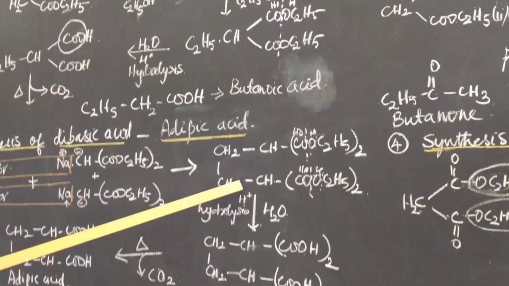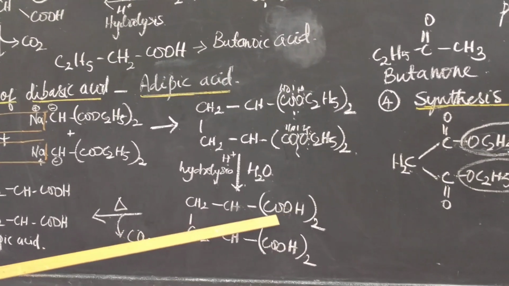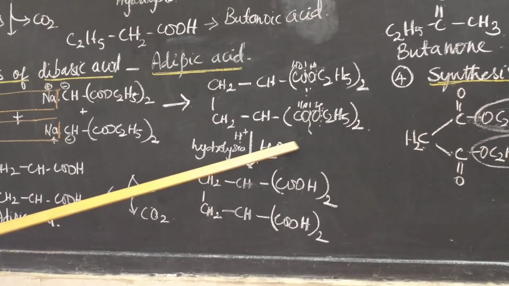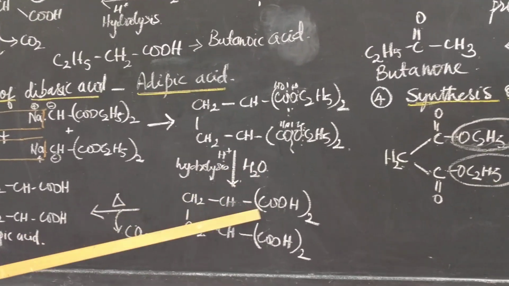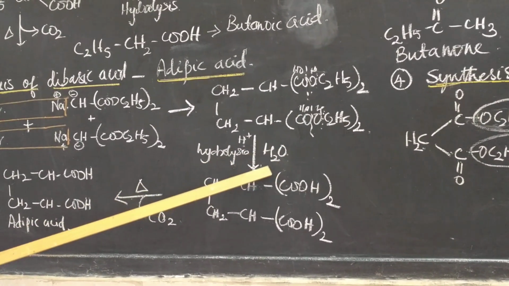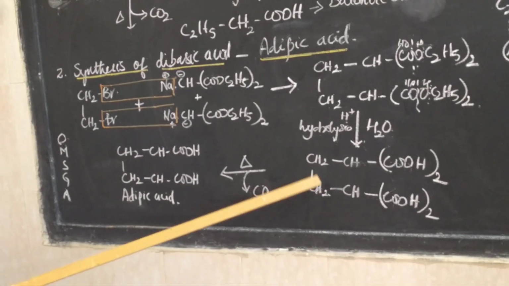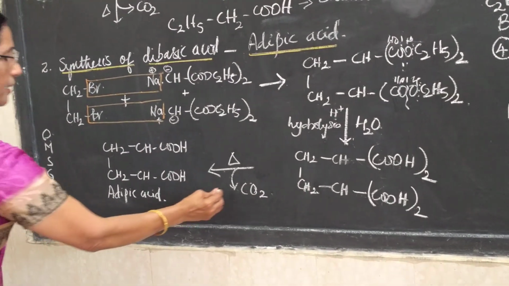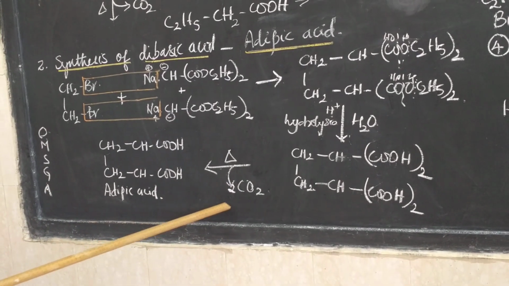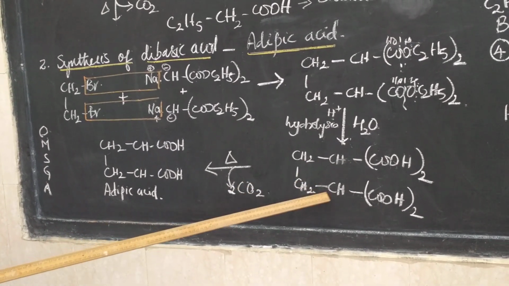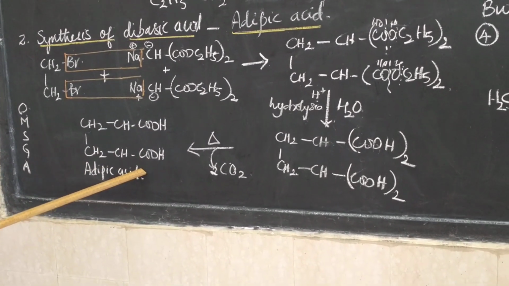So on hydrolysis, I get a dicarboxylic acid. Each carbon has two carboxylic groups attached. So now I have to get rid of one of the carboxylic groups. I heat these crystals, it's called dry distillation, and heat it. I have two molecules of carbon dioxide eliminated, and I get my desired product, that is adipic acid.